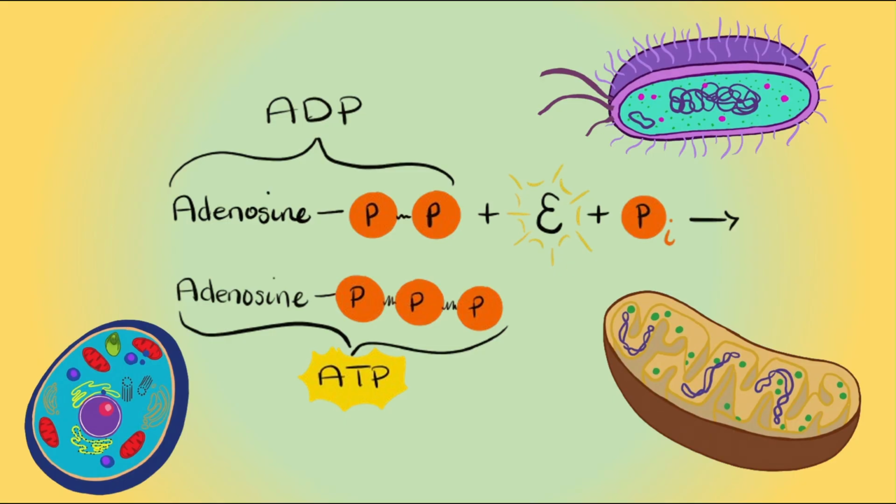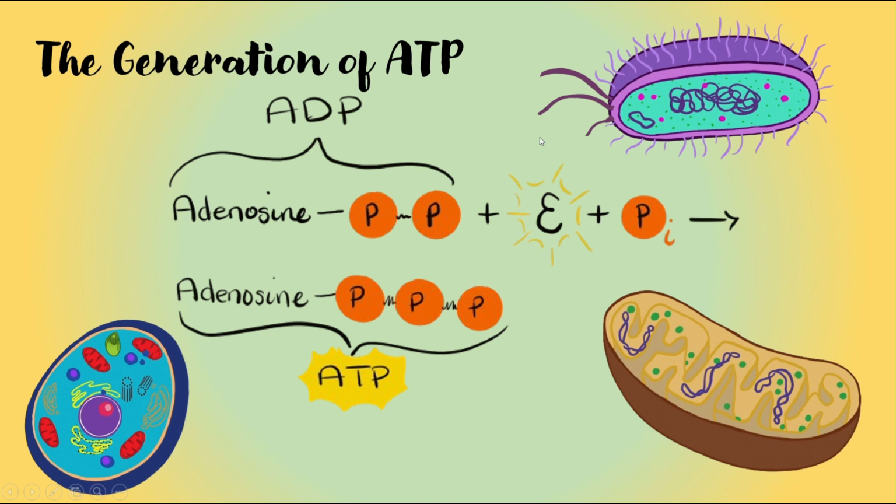Welcome to our deep dive into the world of phosphorylation. Phosphorylation is a critical process that drives many cellular activities, for example, energy production. In this video, we'll explore three key types of phosphorylation: substrate level phosphorylation, oxidative phosphorylation, and photophosphorylation. Are you ready? Let's get started.